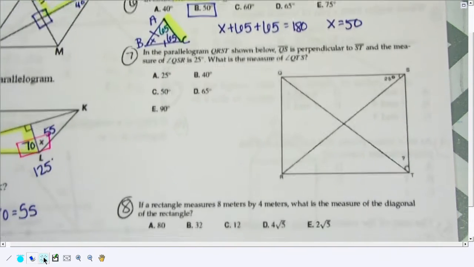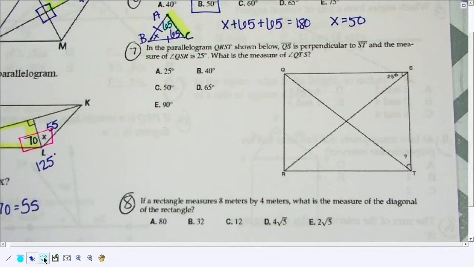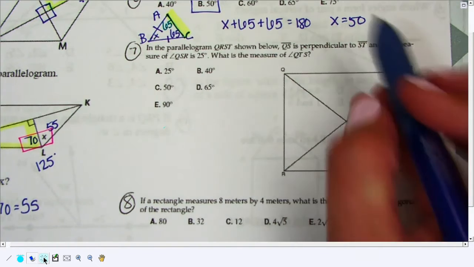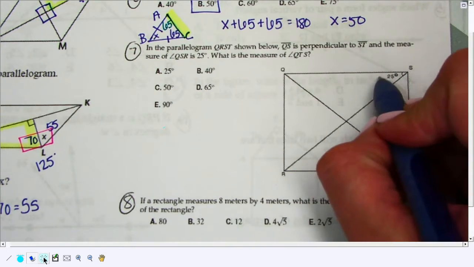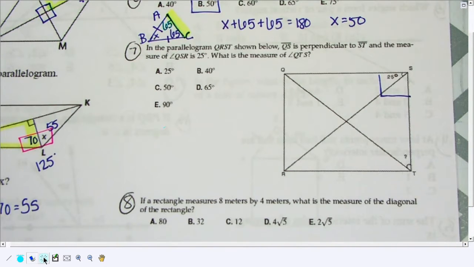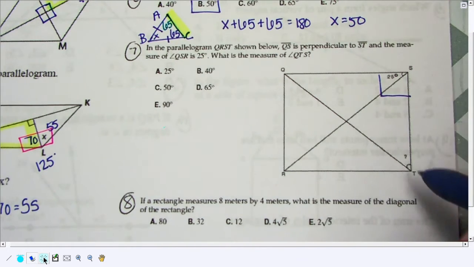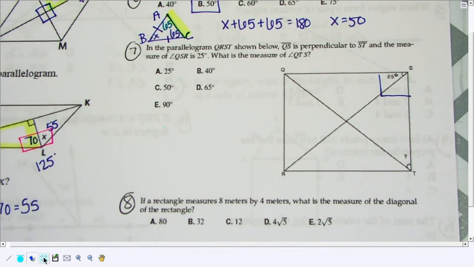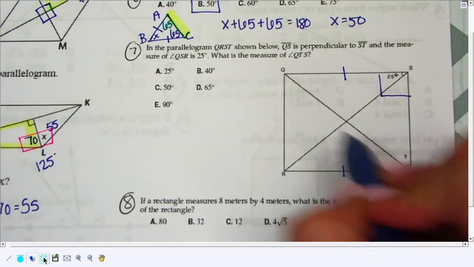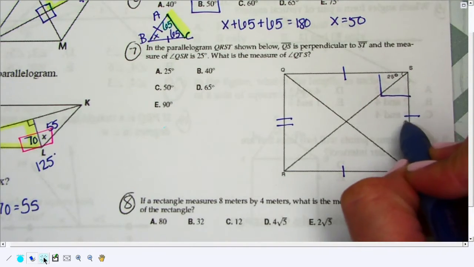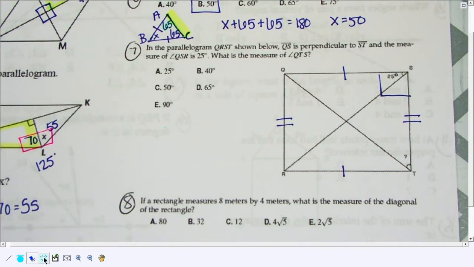All right, number 7. In the parallelogram, it says QS is perpendicular to ST. So QS, ST, that lets me know that this is 90. And then QSR is 25, which is drawn. What is the measure of QTS, which is drawn here? So in this figure, this is a parallelogram. What we know about parallelograms is that the opposite sides are congruent. And this particular parallelogram actually ends up being a rectangle. So anytime we're dealing with parallelograms, we've got the 90 degree.